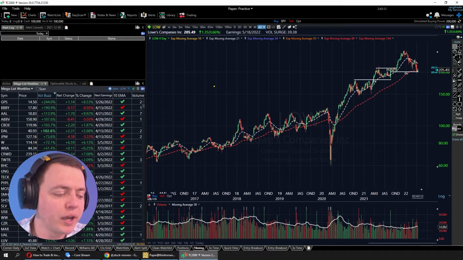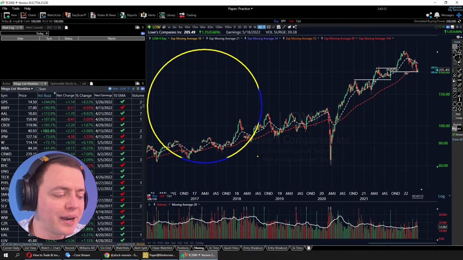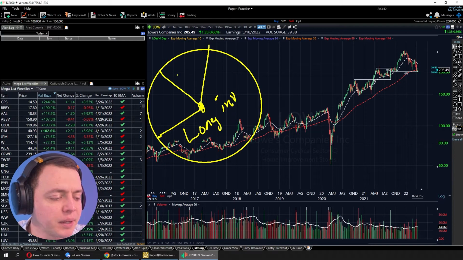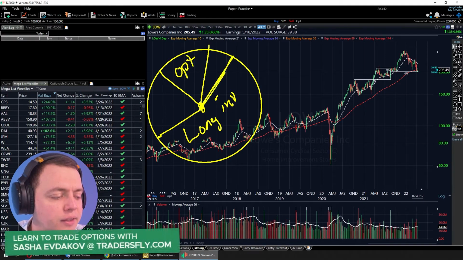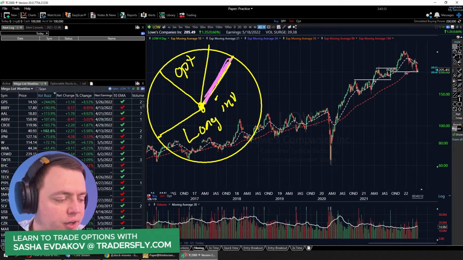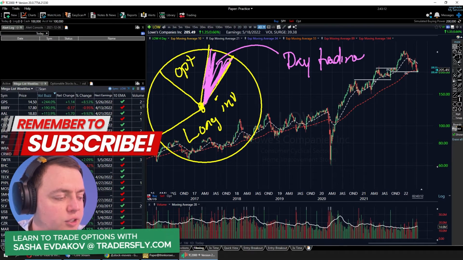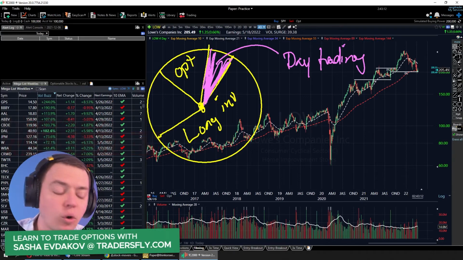However, if you reconstruct this pie chart and do something more like this, where this is long investing, and this might be some option trades, and then we take a little sliver here, and I'll make it pink, this pink sliver will be used for day trading. So we're going to use a small amount of capital for our day trades.